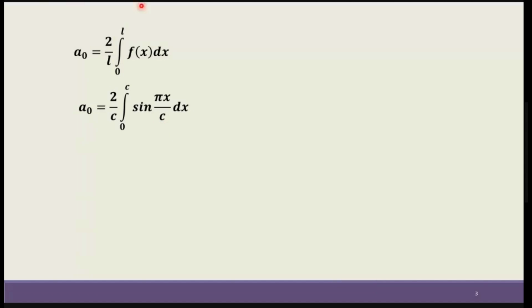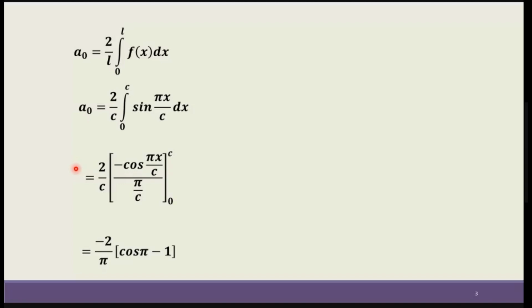Okay, let us check. So 2 by C is a constant, it will stay outside. The integration of sine is minus cos pi x by C upon the constant pi by C, between the limits 0 and C. If I put the upper limit x as C, this C and C will get cancelled. Or even I can take the minus sign common. This C will go to the numerator, and that C and this C will get cancelled.